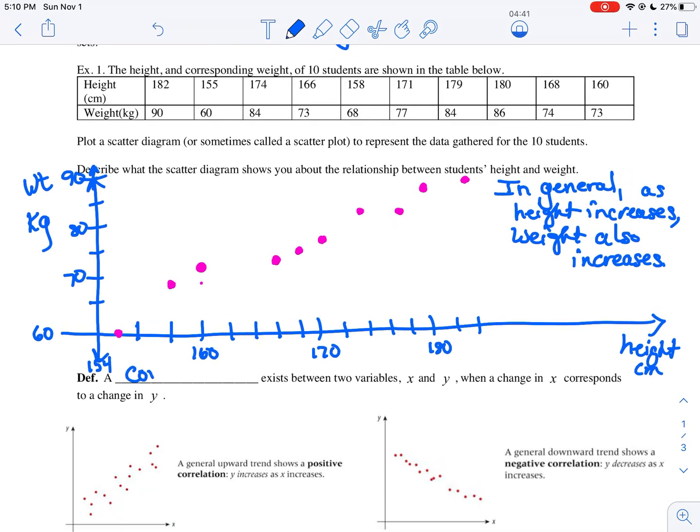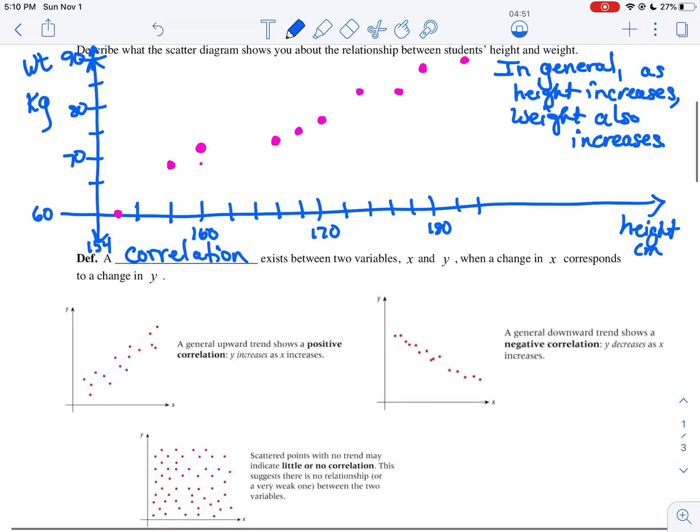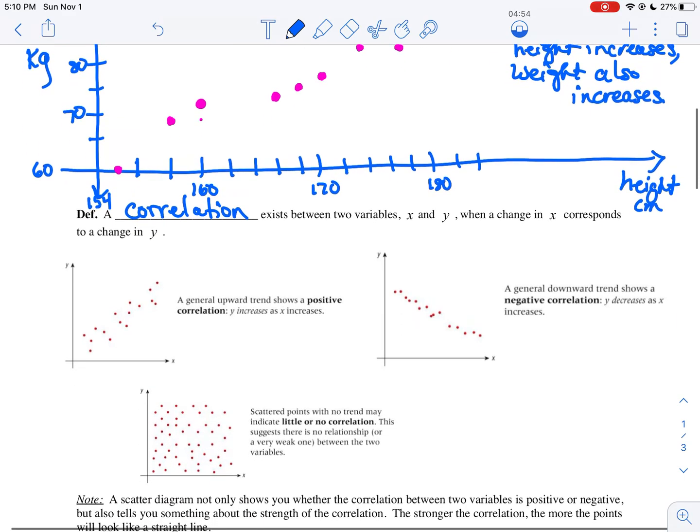All right, a correlation exists between two variables x and y when a change in x corresponds to a change in y. So this is called correlation. And in the next lesson, we're going to do a little further digging into correlation. But in this one here, okay, a general upward trend shows a positive correlation. So really it's like slope, okay? So a positive correlation: y increases as x increases.